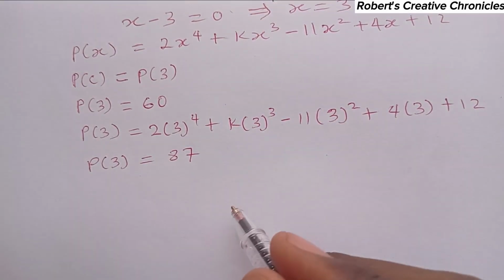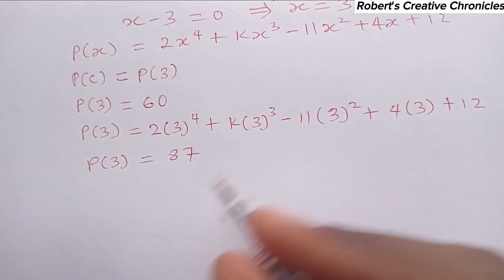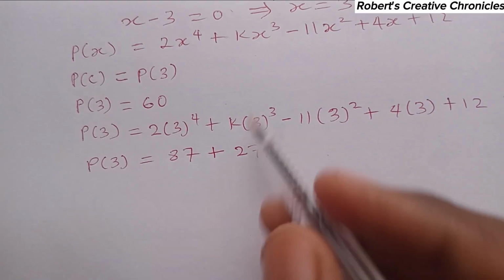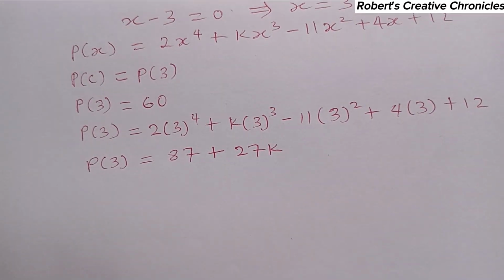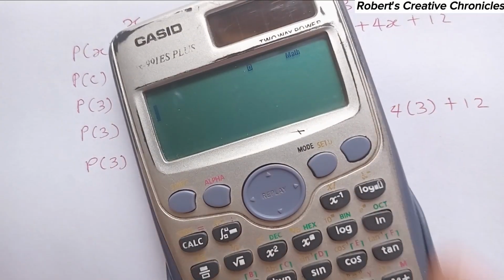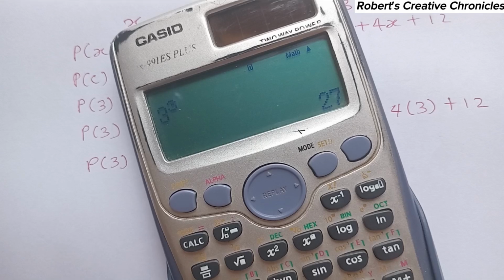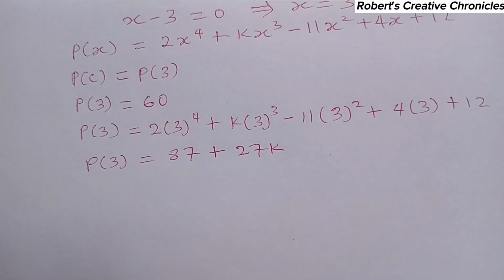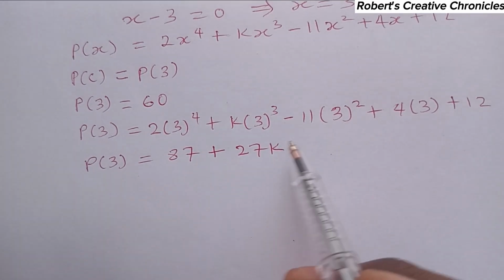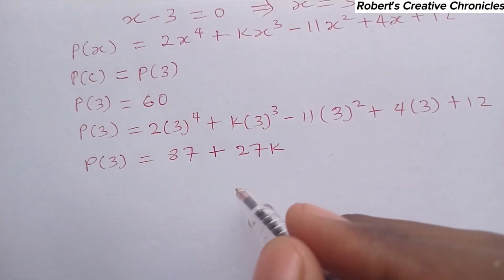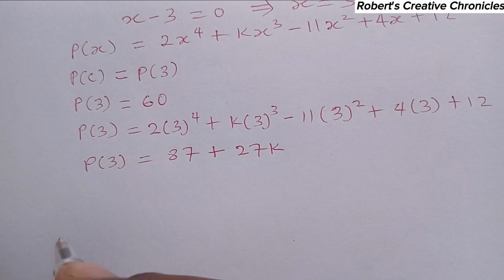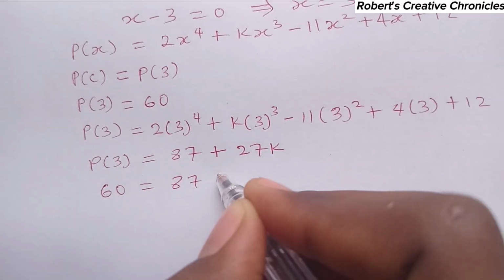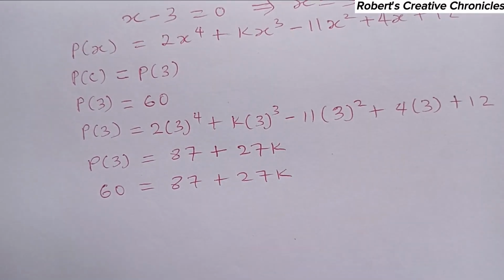This 3 cubed is what? This 3 cubed is 27. So plus 27k, because 3 raised to the power of 3 is 27. You can see it. Now, what is p(3)? p(3) is 60. So this 87 plus 27k will be equated to 60. So you say 60 is equal to 87 plus 27k.